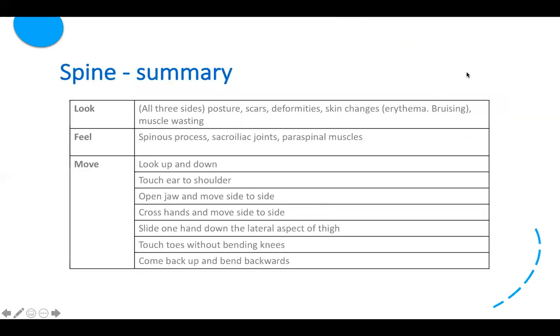Okay. So after each area, I've made a small table for you guys, which just says what the things you're looking for are, the things you're feeling for, and the movements that you're going to ask the patient to do. So the gait one was quite succinct, but I've done it for spine, and it'll follow after arms and legs as well.